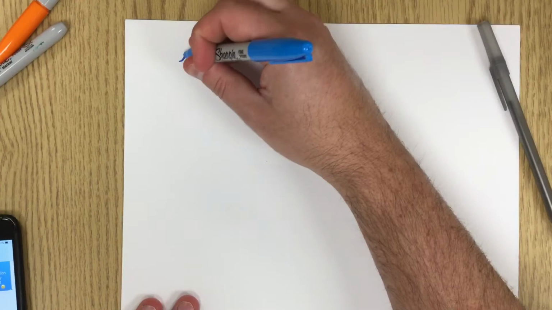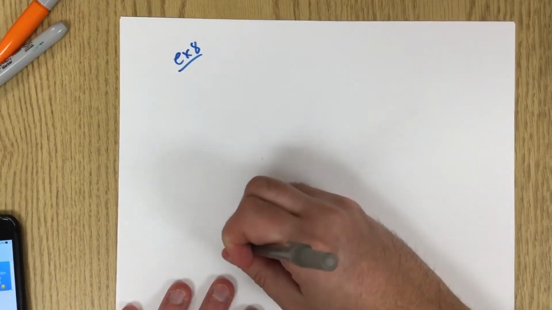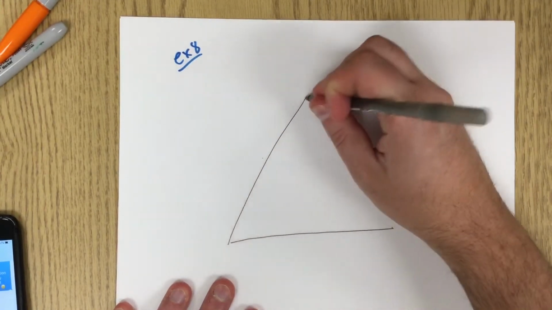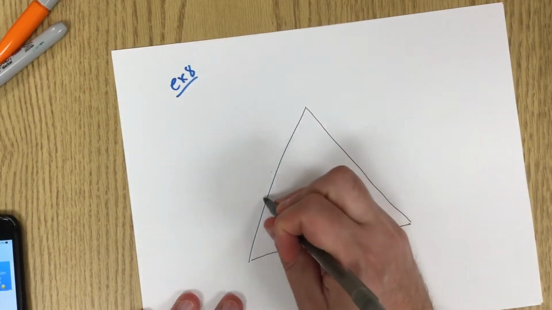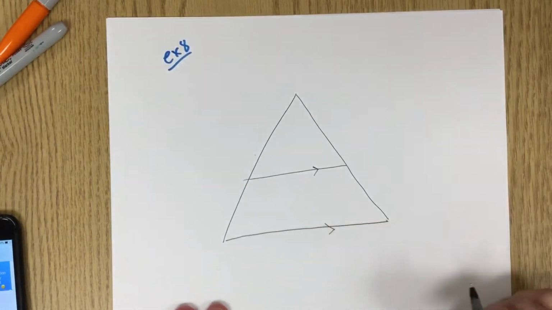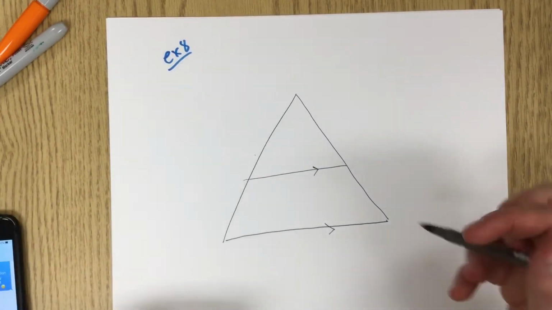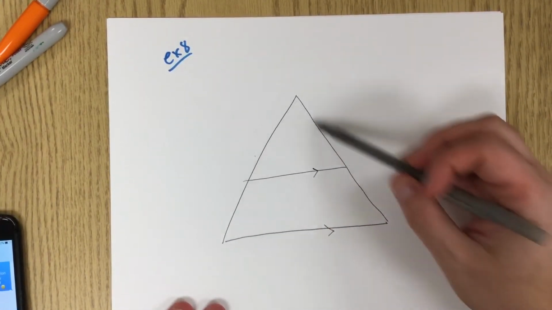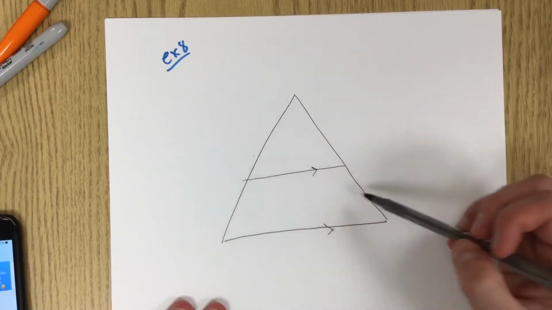Last one. This is example 8, I think it is. And that's it. I'm not giving any angles at all that are the same. But there are similar triangles. So first, let's find the two triangles. So this is one triangle, and this is the other triangle.